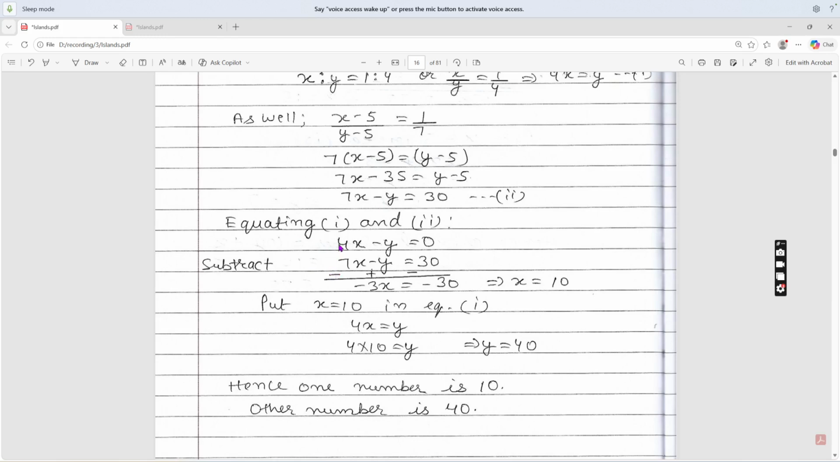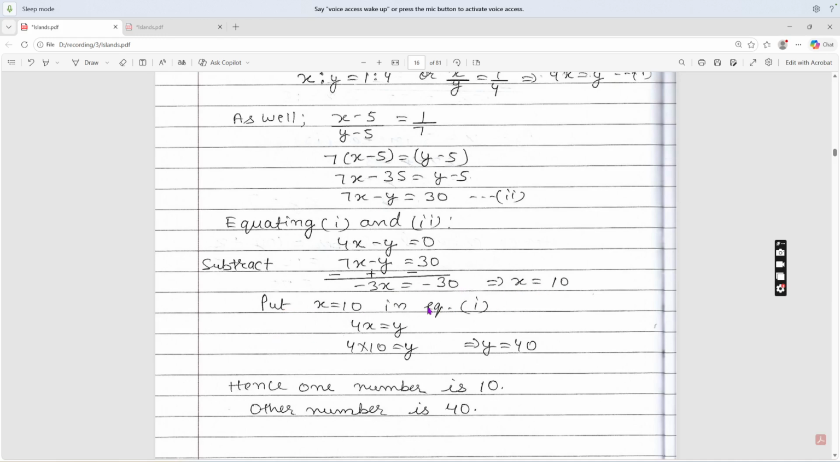Now we are going to subtract and just see here. Here also the coefficient of y is already minus 1, so we need not multiply any of the equations by any other number. So simply we are going to subtract y because the signs are same. So 4 minus 7 will give us minus 3. Minus becomes plus, so minus y plus y is 0, and 0 minus 30 is minus 30. So x is equal to minus 30 upon minus 3, that is equal to plus 10.